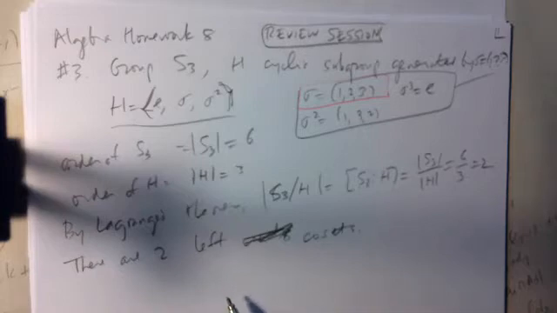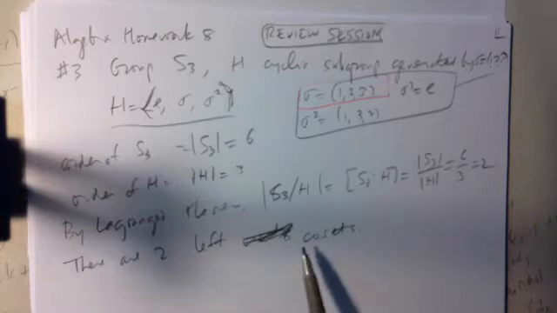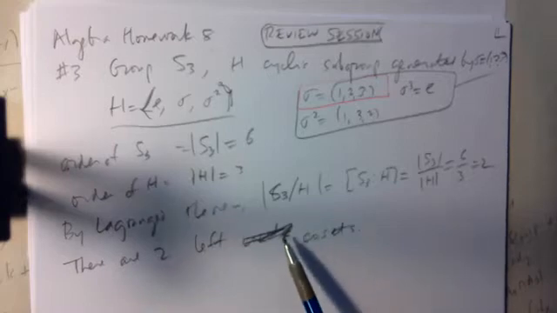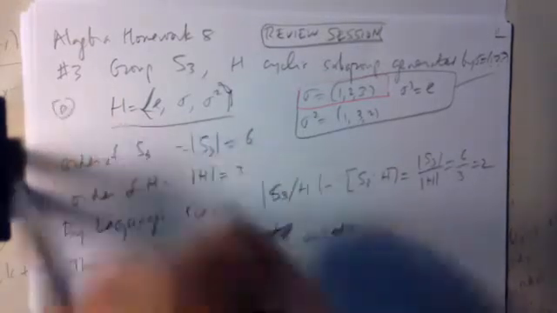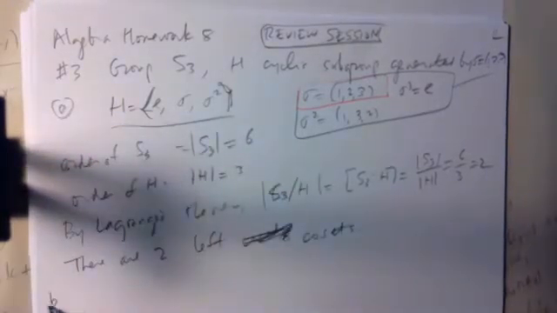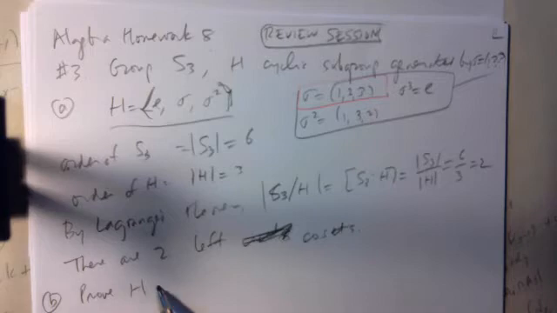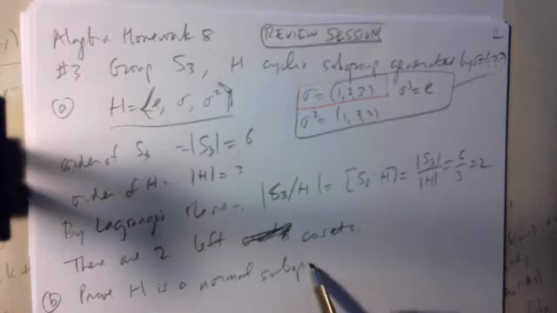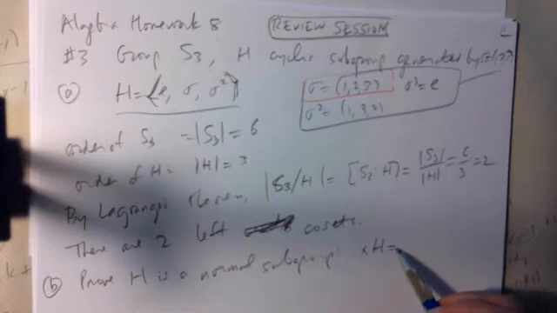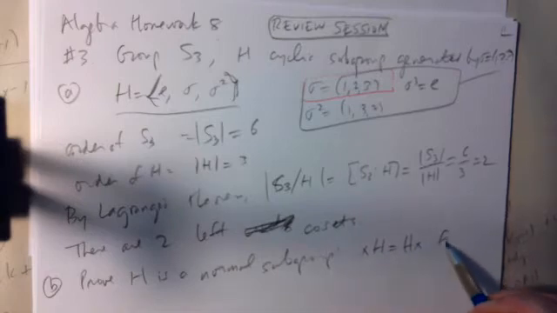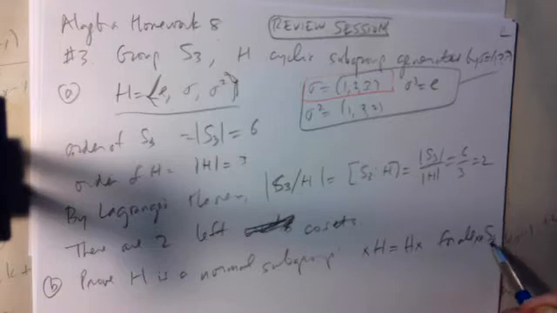So the large group is S3, the subgroup is H, and there are going to be 2 left cosets. In any case, part A is just to compute H. So we just did that. Part B is to prove H is a normal subgroup. And that means that to prove that the left coset XH equals the right coset HX for all permutations in the group S3.